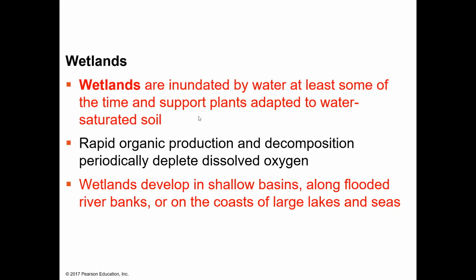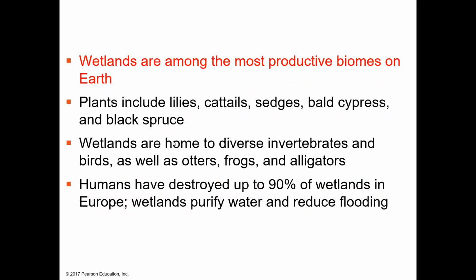Wetlands are inundated by water at least some of the time and support plants adapted to water-saturated soil. They develop in shallow basins along flooded riverbanks or on the coasts of large lakes and seas. Wetlands are among the most productive biomes on Earth. Lots of plants and animals live in these locations. So lilies, cattails, sedges, bald cypress, black spruce, diverse types of invertebrates and birds, otters, frogs, alligators. So lots and lots of variety.